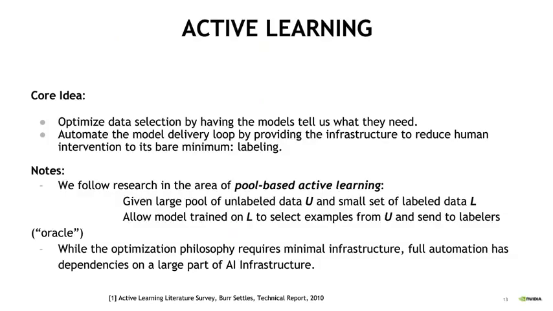In a nutshell, active learning is really about optimizing data selection by having the models tell us what they need. And second, automating the model delivery loop by providing the right infrastructure to reduce human intervention as much as possible. Ideally, we'd love humans to only enter this picture to help annotate the things that we really cannot figure out on our own, the things that you actually want to teach the algorithm. But everything else, including the selection process and what should really go into building these training data sets, should be as automated as possible.